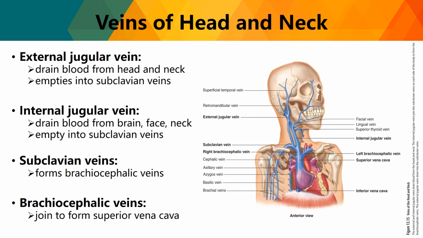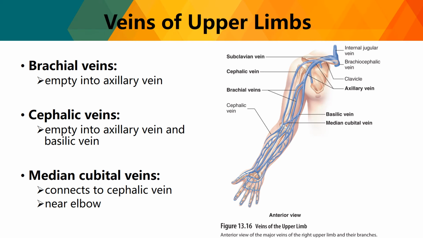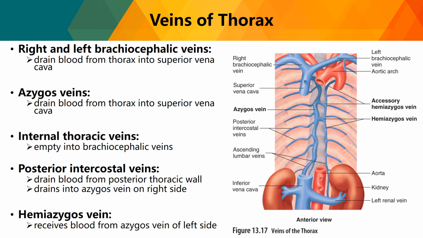Okay? Next, you have your veins of upper limbs. You have your brachial veins, cephalic veins, median cubital veins. Okay, so your median cubital veins connects to your cephalic vein that is near your elbow. Next is the veins of thorax. You have your right and left brachiocephalic veins, azygos veins. It drains blood from your thorax into your superior vena cava. Internal thoracic veins, posterior intercostal veins, and hemiazygos veins. Okay?